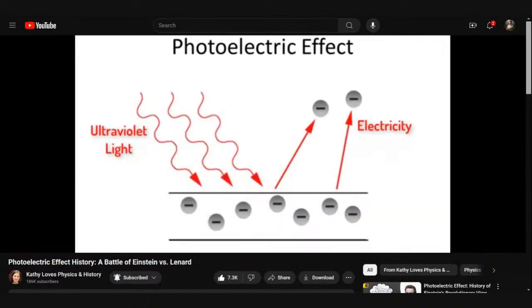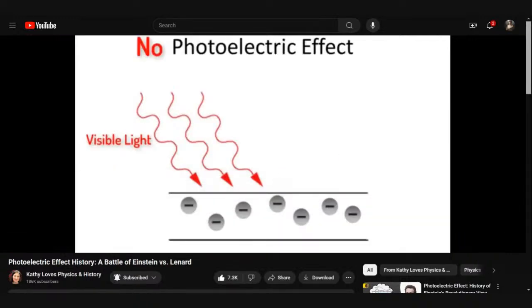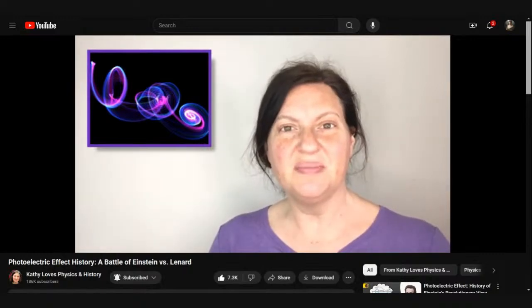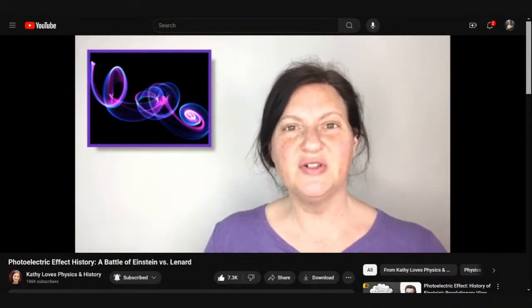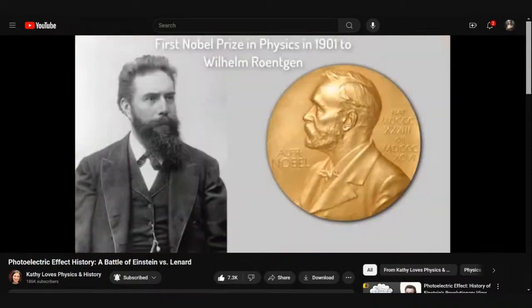This would explain why ultraviolet light could have the energy to produce the photoelectric effect, but visible light did not, as ultraviolet light has higher frequency and therefore is composed of elements of higher energy. However, Leonard didn't see the connection, and frankly, neither did Planck. Meanwhile, in 1901, the Nobel committee decided to give the very first prize in physics to Röntgen for discovering the X-ray without mentioning Leonard at all.